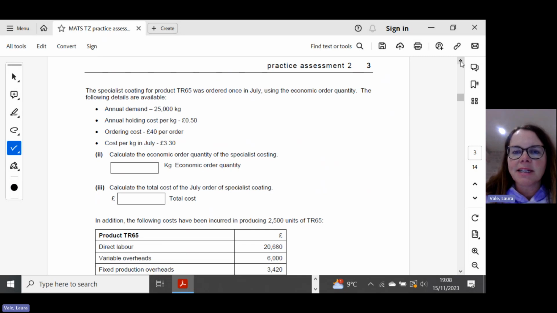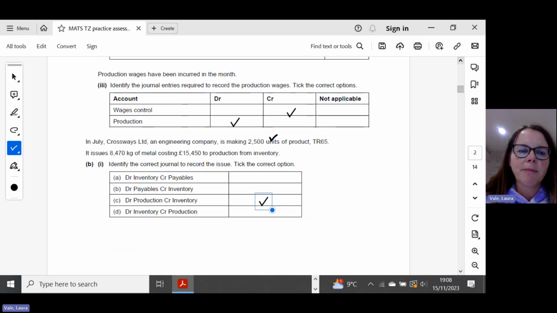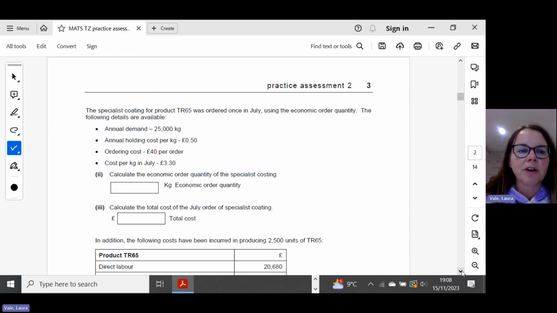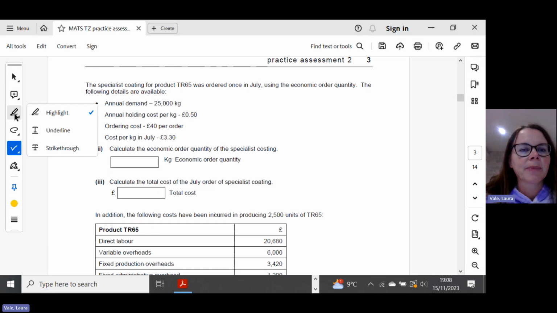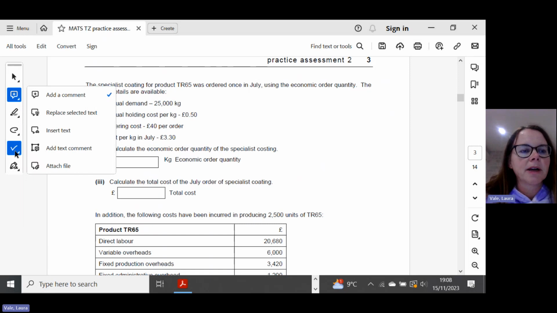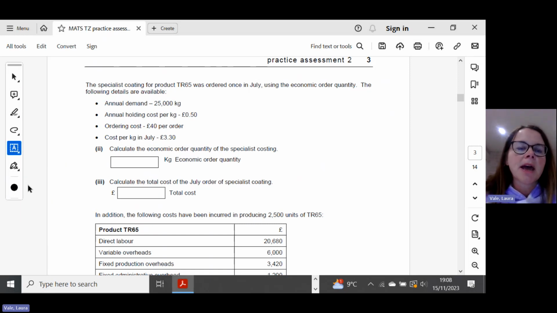So now bear in mind that this continues on, right? So we're in part B, we're told about this metal, and now we're carrying on. So the specialist coating for product TR65, so this isn't the metal anymore, this is the specialist coating, was ordered once in July using the economic order quantity. The following details are available.